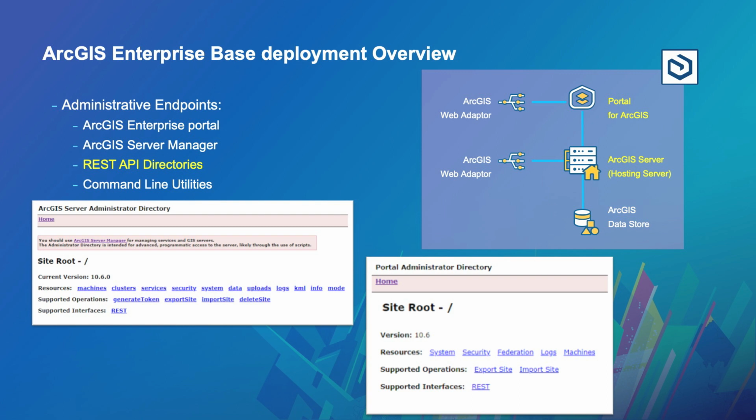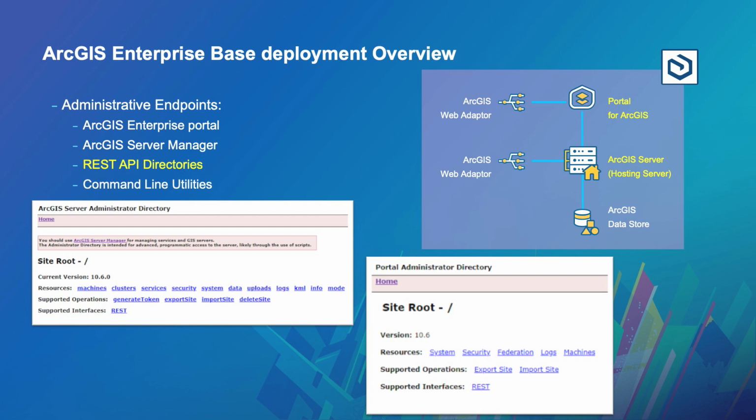Next up is the ArcGIS REST API directories. There's two main directories to be aware of here, the server one and the portal one. What these both do is give administrators a virtualized interface for our REST API. And it gives you some assistance with developing a programmatic solution to administration.